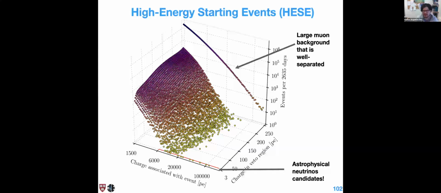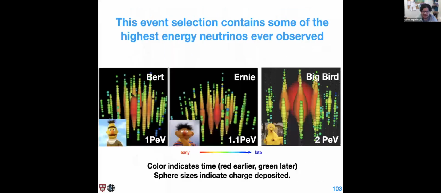But if I select events that have less than 3 photoelectrons in the outer layer, so very little charge in the outer layer, I see that there is this line of events in yellow that is sticking out. These are astrophysical neutrino events. And these actually are some of the highest energy neutrinos we've ever observed. The first ones, we named them after these Muppet characters. And so these are some of the three highest energy neutrinos we've seen: Bert, Ernie, and Big Bird, with about a PeV, 1.1 PeV, and 2 PeV of energy.